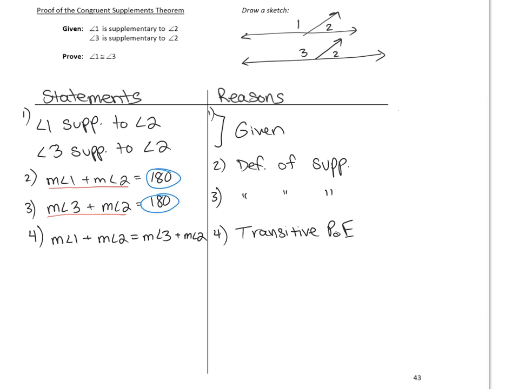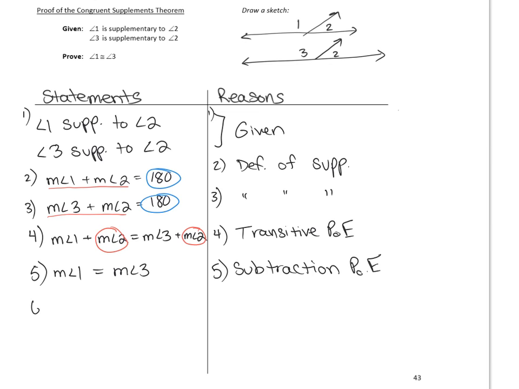Now, looking at this, I've got the measure of angle 2 on both sides of my equation. That means it basically can cancel off of both sides. So now I have that the measure of angle 1 is equal to the measure of angle 3 by the subtraction property of equality. And if two things are equal, they are also congruent.